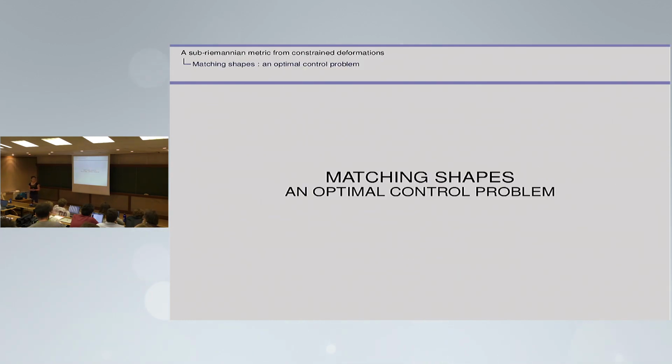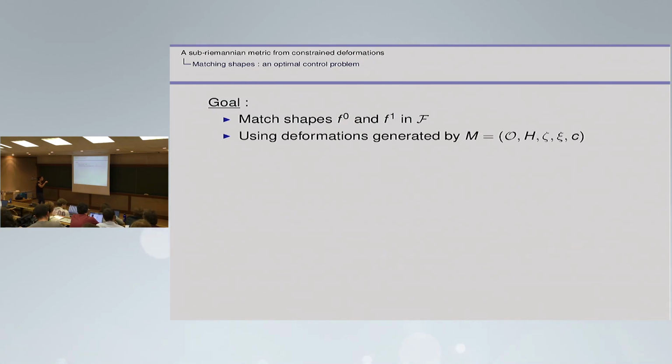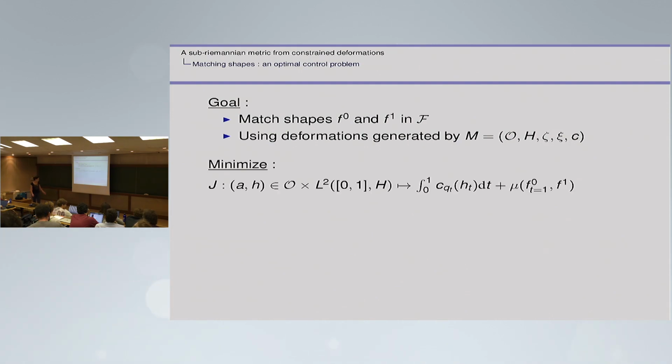So let me show how we can use this in order to match shapes. So shapes, images, meshes, curves, whatever you have in mind. So suppose that you have two shapes in a shape space, F, and you want to match two shapes. So you want to study the best trajectory going from F0 to F1 using large deformations that can be only generated with your deformation module, so that using only the deformation prior that you have.